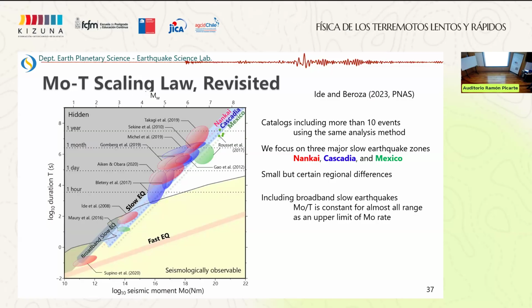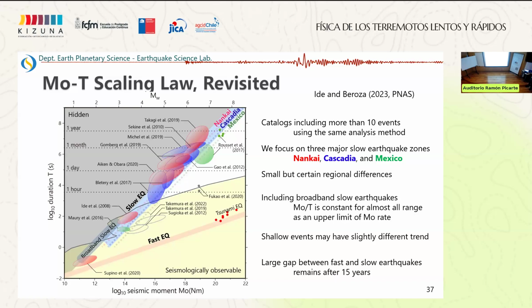And this is very different from fast events. Of course, there are very strange fast events. Sometimes a fast event can be very slow. The so-called tsunami earthquake is a kind of slow earthquake. It was actually called slow earthquake 30 years ago. But these earthquakes are slightly shifted from the fast earthquake relationship. So still we don't see anything in this area.